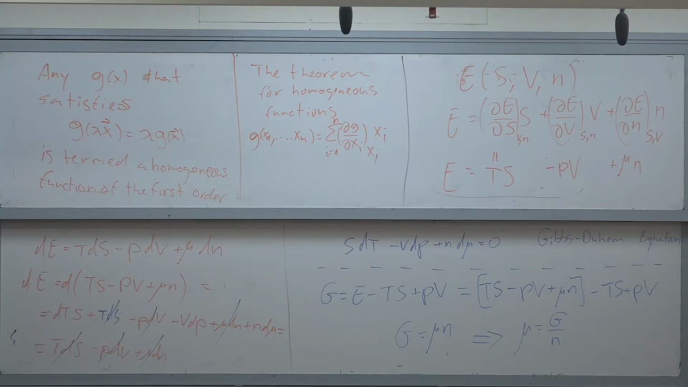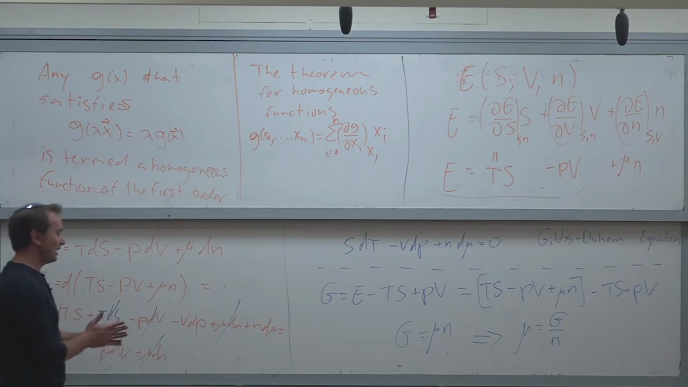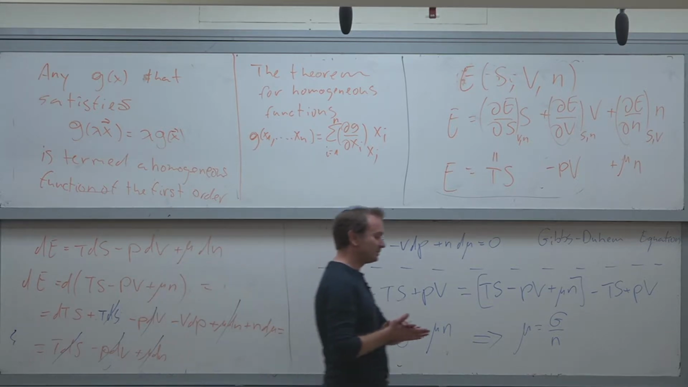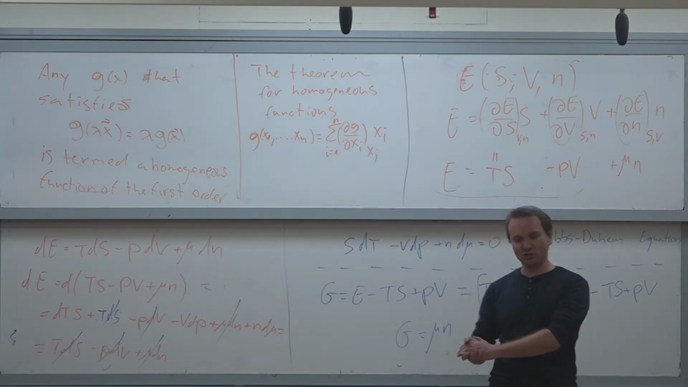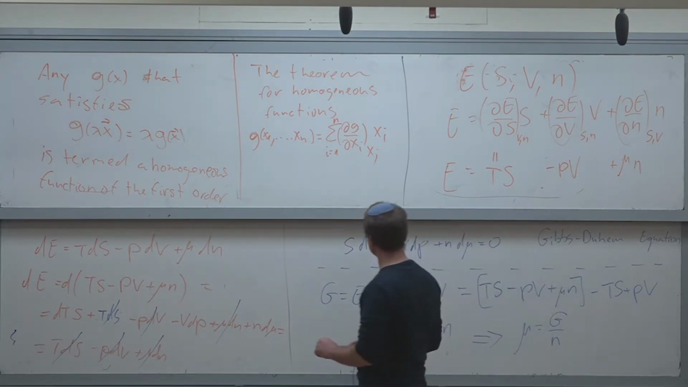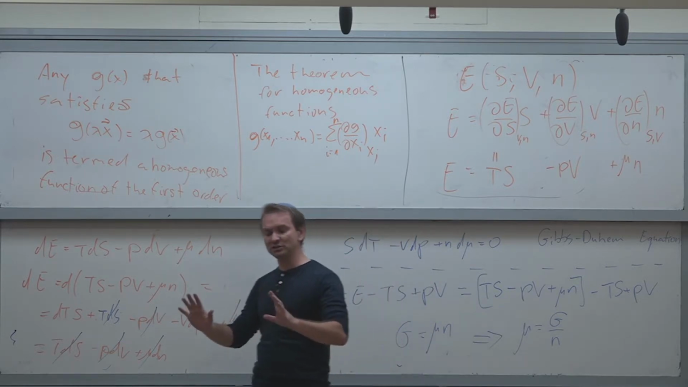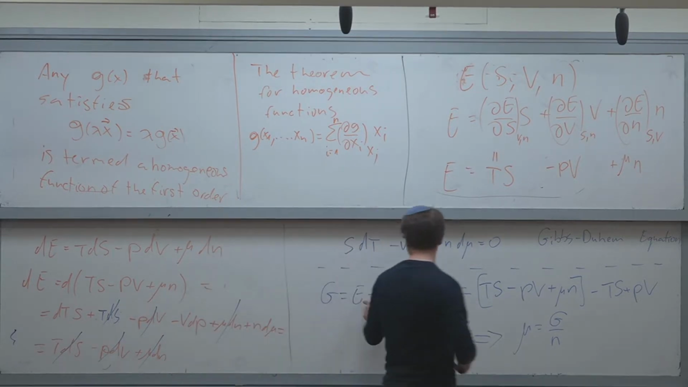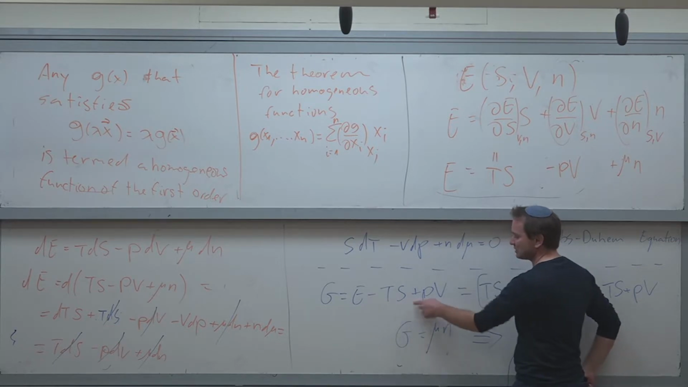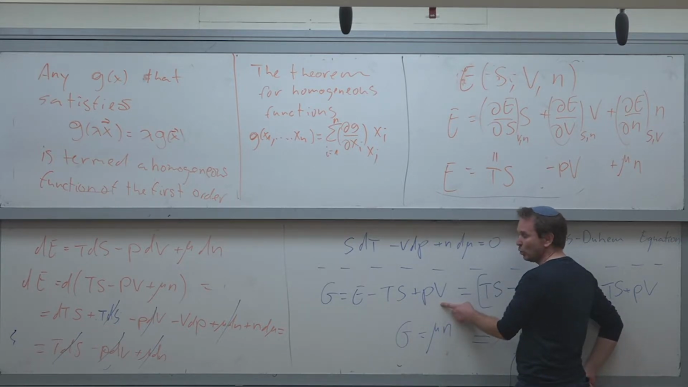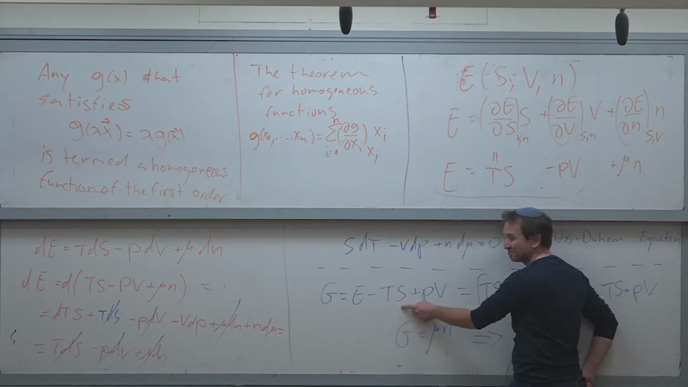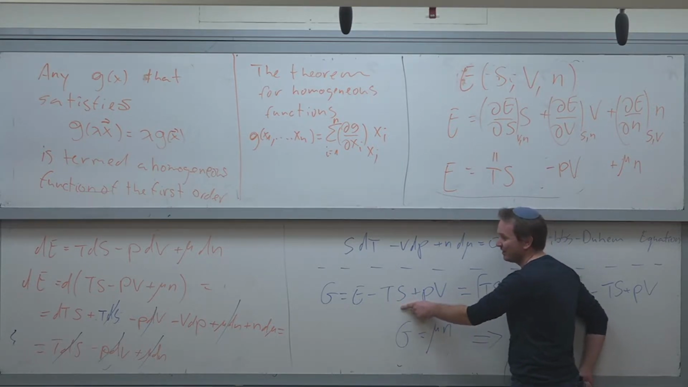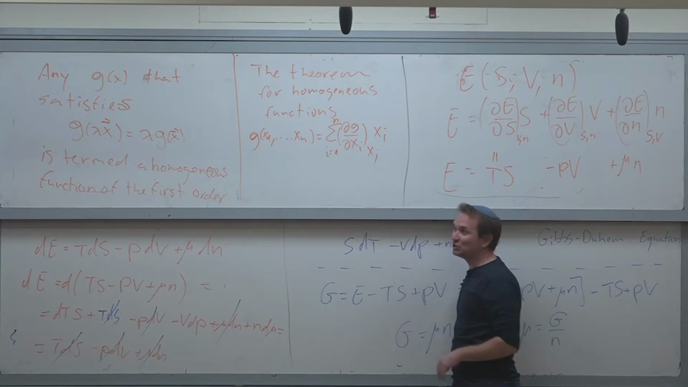Okay, so, question: one of them, G or mu, is measurable? Energy is measurable. G is energy? G is energy, yes, it's like energy. Look, what we have here is energy minus TS plus PV. What is measurable over here? P is measurable, V is measurable, T is measurable. S, not so much, right? And energy? Energy is measurable.